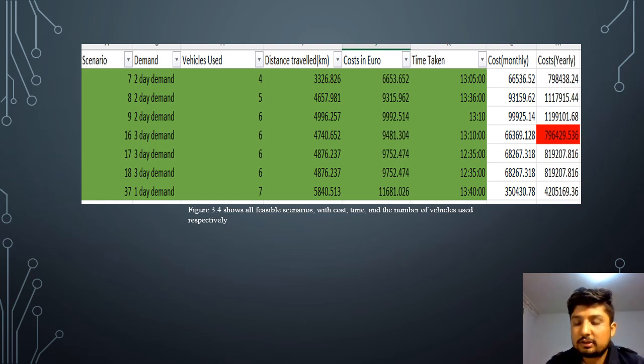But since the cost was the most important factor in considering our route, we decided to go for scenario 16, which we have to implement every 3 days. We have to use 6 trucks, the distance traveled will be around 4,800 kilometers, and the cost per operation is 9,481 euros, which is more than the cost per operation in scenario 7. But when we see the yearly figure, we can see that scenario 16 has the lowest possible cost among all the possible scenarios.